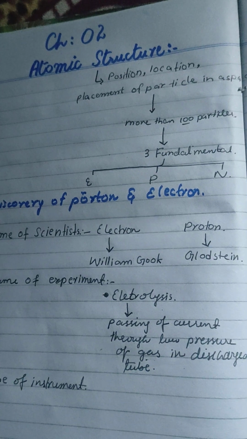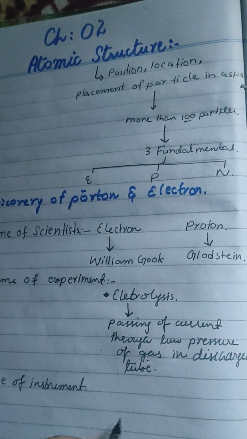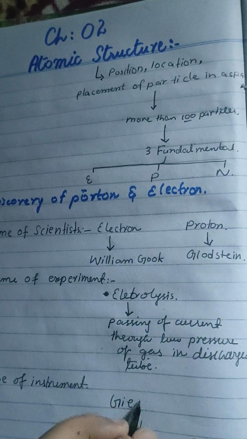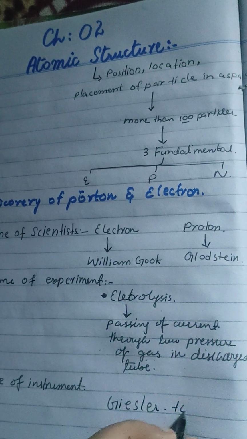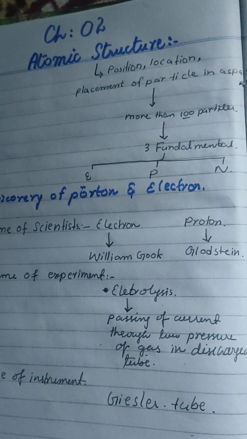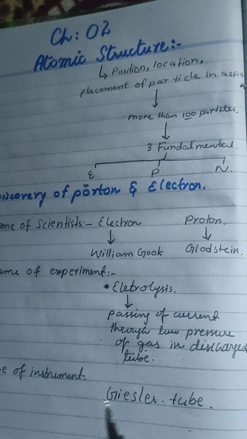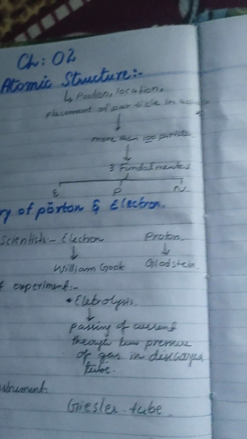Now, the name of the instrument which they used in this experiment. Basically the name of the instrument is the Geissler tube. Okay, this was the instrument which was used as the discharge tube. Now let's come to the construction. Let me write here. Okay, so in the construction, let me draw the picture.